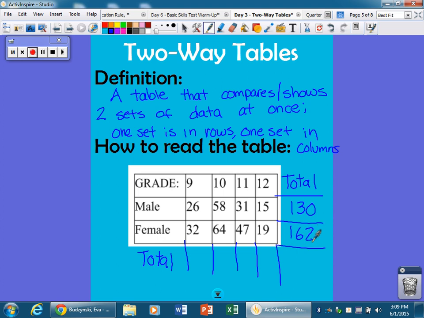162, 58, 122, 78, 34, and our total number is 292. Again, that's just us reading it. All right, now we're going to go through 3 different examples so that you can complete your worksheets today.